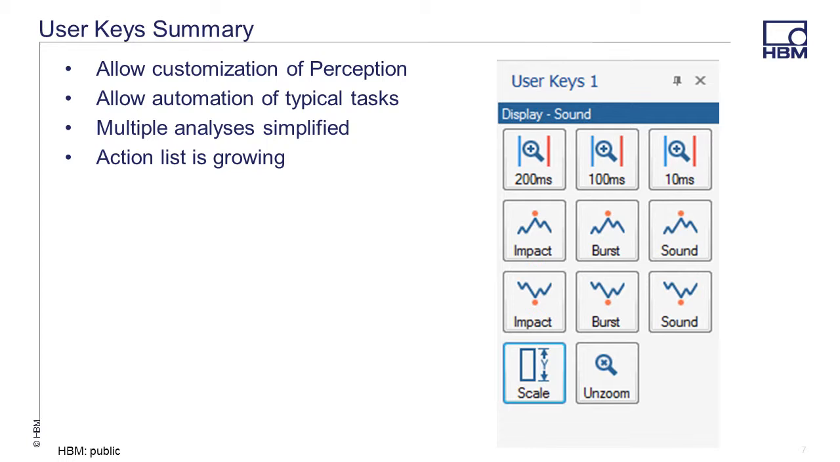Perception user keys allow a user to customize Perception to simplify actions that are performed regularly. Macros can be created to automatically perform a series of actions. If you have multiple sets of analysis to perform on the same data set, user keys make loading different formulas or reports easy. The action list supported by user keys keeps expanding with each Perception release, increasing capability. Let us know what you would like to see added.